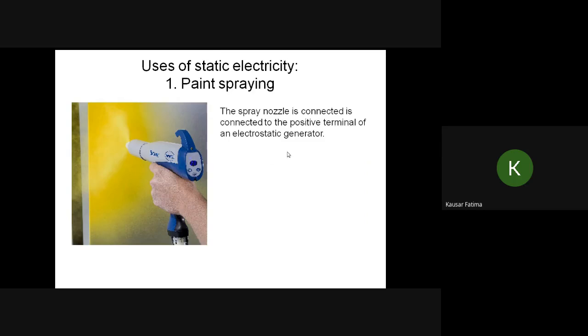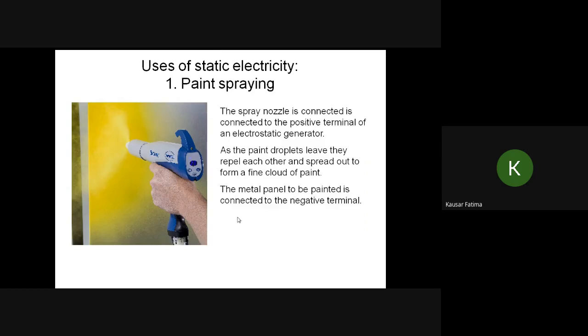The charge may be given by an electrostatic generator if a bigger body has to be painted. So the paint droplets leave, they repel each other and spread out to form a fine cloud of paint. The metal panel which is to be painted is connected to the negative terminal, so that the positively charged paint particles are attracted towards that negatively charged body which is to be painted. So the painting is done in shorter time and less paint is wasted.